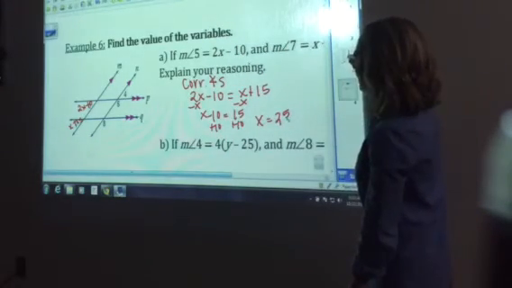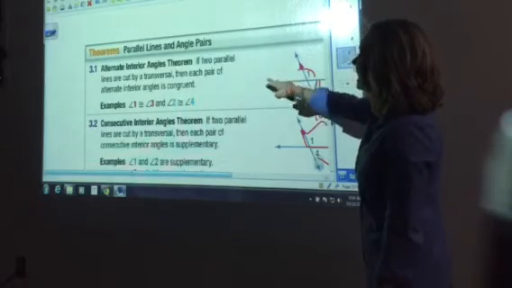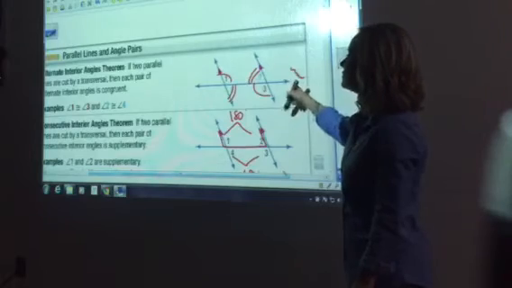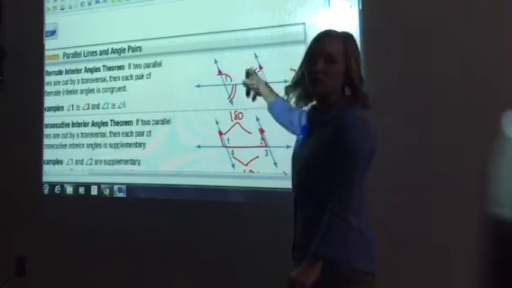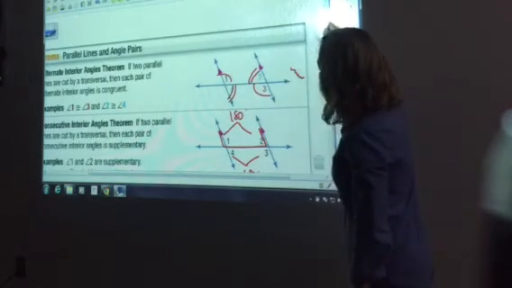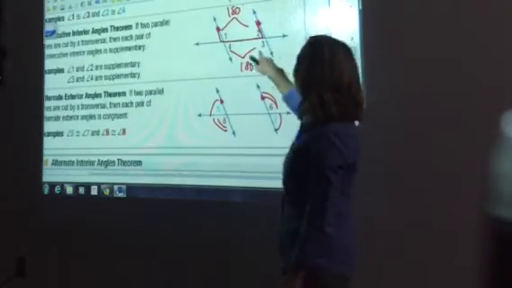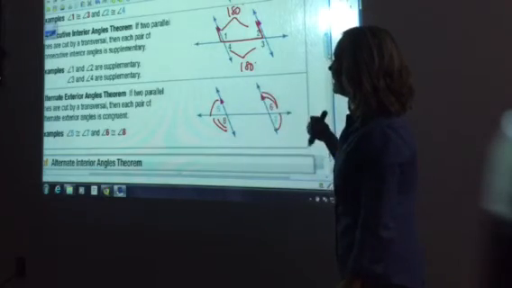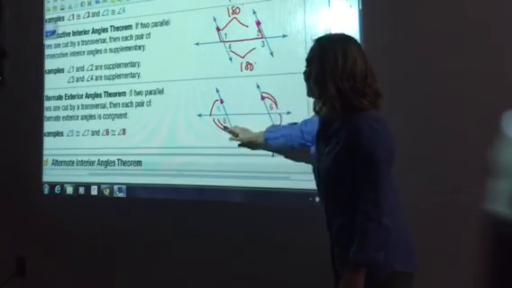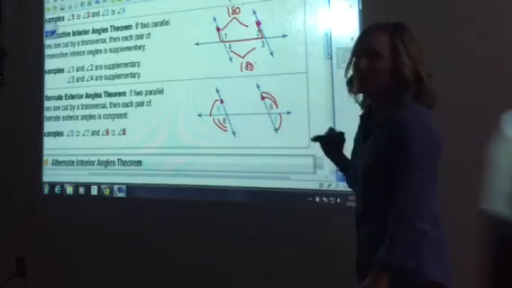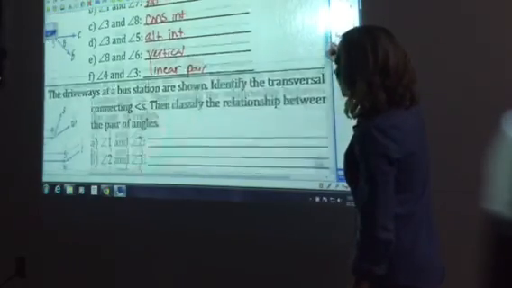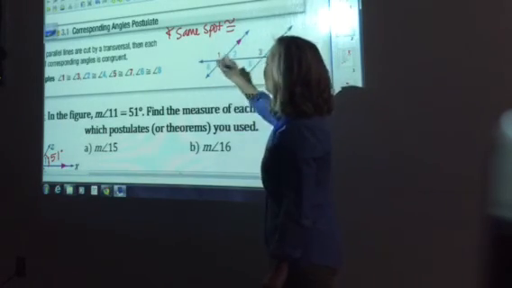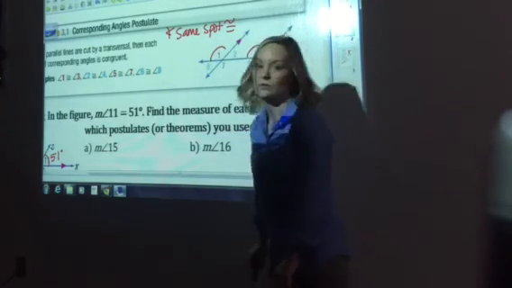So let's go ahead and recap on this earlier. Alternate interior angles theorem: if these two lines are parallel and they're cut by transversal, then the alternate interior angles are congruent. If two parallel lines are cut by transversal, then the consecutive interior angles are supplementary. Okay? If two parallel lines are cut by transversal, then the alternate exterior angles are going to be congruent. And then also, if two parallel lines are cut by transversal, then the corresponding angles are going to be congruent as well.